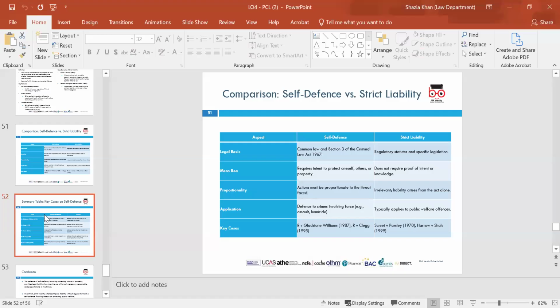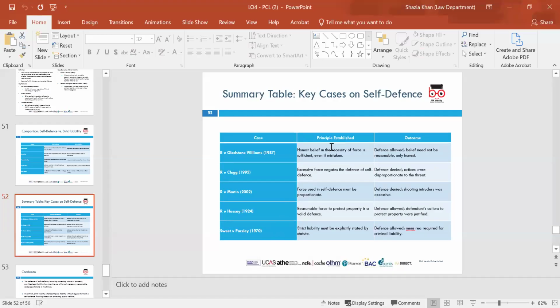So the summary table identifies the case law with reference to the principles that were established in these cases and the outcome that was established in each case as well.